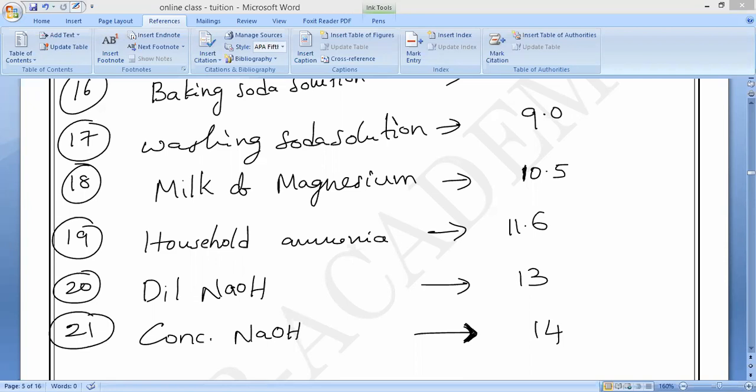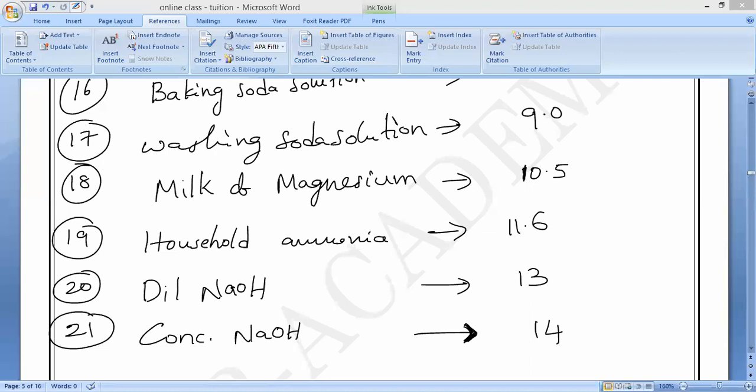what is meant by moles? Class 9 you have studied. What do you mean by moles? Anybody? Given mass by molar mass. Is it yes or no? Yes, sir.